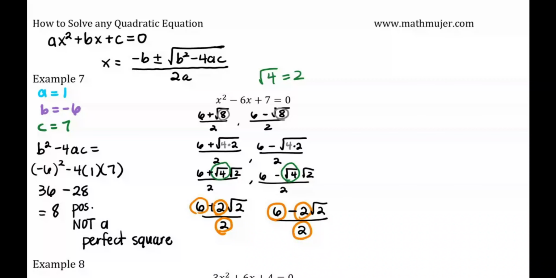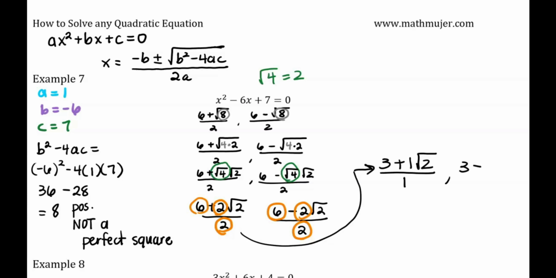So I can divide all of them by 2 and be done. 6 divided, I'm going to rewrite them up here. 6 divided by 2 is 3. 2 divided by 2 is 1. The root 2 stays. In the bottom, 2 divided by 2 is 1. And I would get the same thing on the other side, but with the minus.